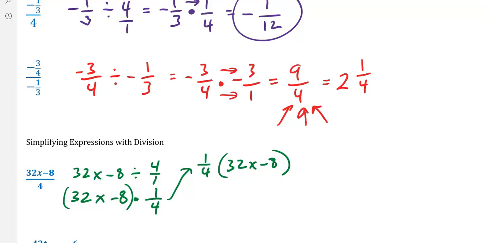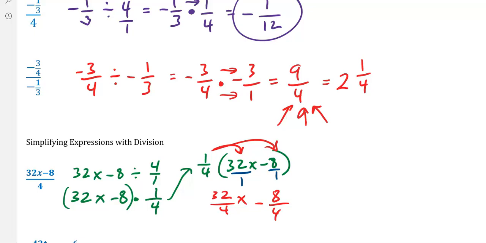Now, I'm going to multiply 1/4 times 32x. Of course, I can't do that without putting a 1 under that. Now I multiply straight across. 1 times 32 is 32, and 4 times 1 is 4, x. Then multiply 1/4 times 8, put the minus sign there. 1 times 8 is 8, and 4 times 1 is 4.